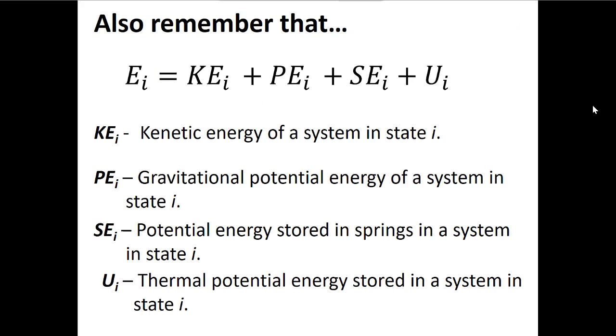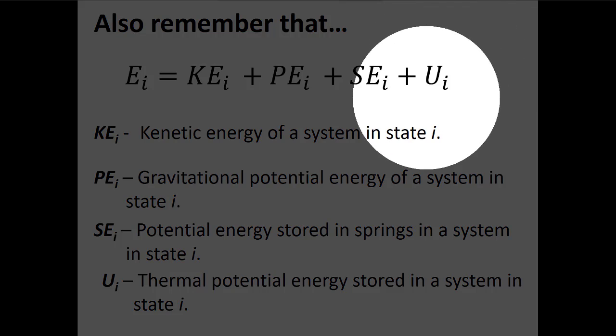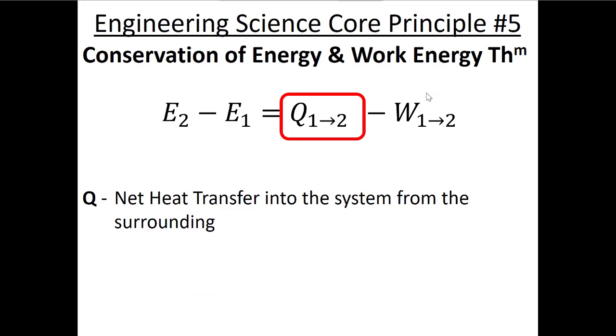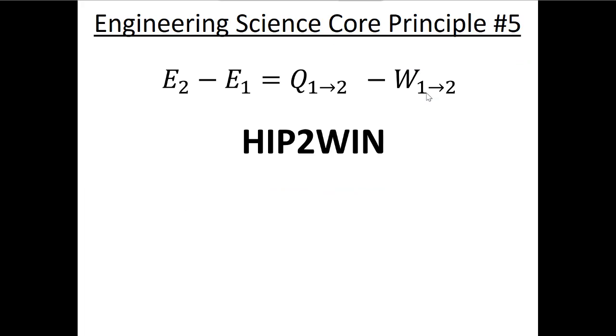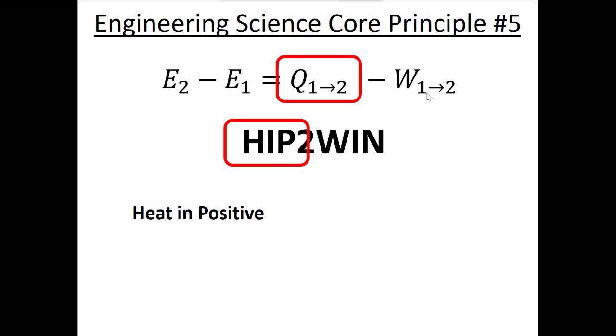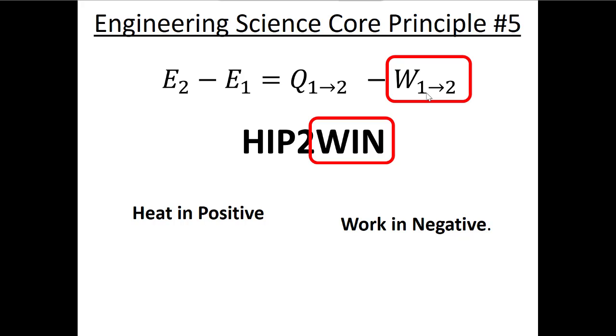So this energy, like we talked about last class, is a summation of lots of different kinds of energy: kinetic energy, potential energy, spring energy, and this internal energy, which is this new kind of energy that we learned about, U. We know that Q is heat transferred into the system, and work is work transferred out of the system, or work done by the system on the surroundings. And we remember that with this kind of mnemonic device that tells us heat in is positive and work in is negative.